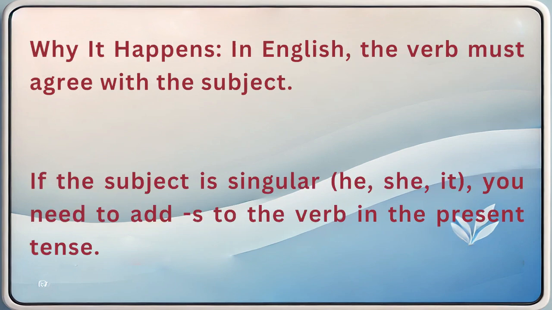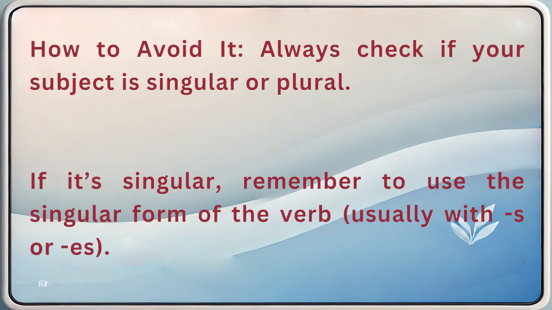Why it happens. In English, the verb must agree with the subject. If the subject is singular, he, she, it, you need to add s to the verb in the present tense. How to avoid it. Always check if your subject is singular or plural. If it's singular, remember to use the singular form of the verb, usually with an s or an es.